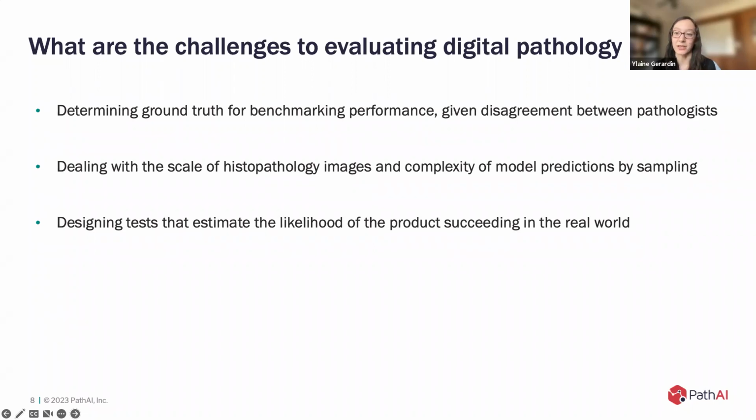The second is, how do we deal with the scale of histopathology images? These are potentially billions of pixels large. They can be really complex. The models might be predicting many different types of substances. The typical approach here is sampling, and I'll walk through a couple of different ways we can approach that.